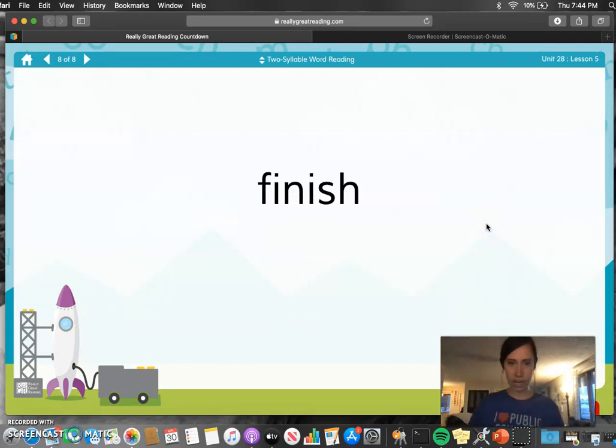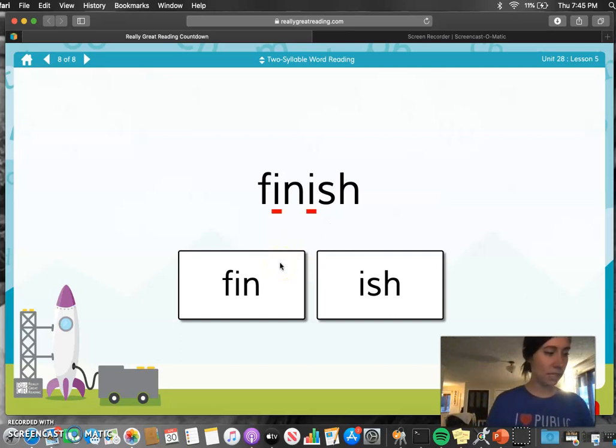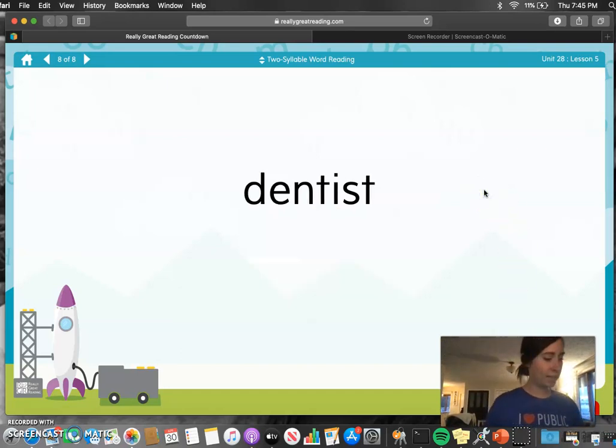Our word right here. I want you to tell me what vowels they are and how many I have. You're right. I have 2 vowels and they are both the letter I. So I'm going to move those down on my syllable boards. I'm going to move my I's down, and then I'm going to bring my consonants down to close that syllable. Okay, so I brought down the F and the N and the S and the H. Now friends, let's read this together. Fin-ish. Finish. Nice job.